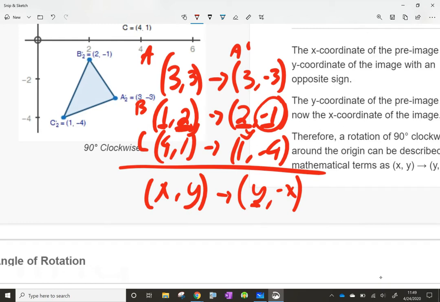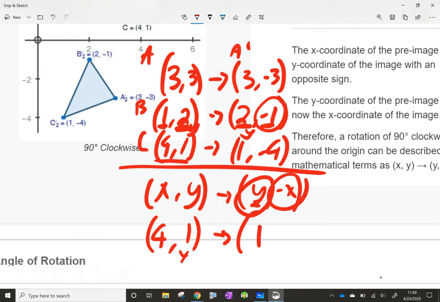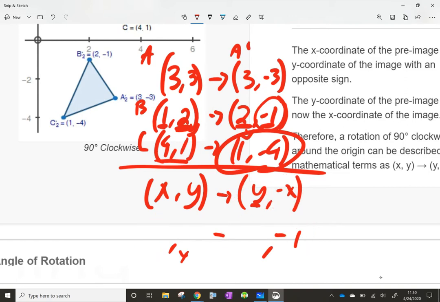And you can see that's done for C as well. For 4, 1, 4 is the original x value, 1 is the original y value, but following this rule, the y value will become the new x, so the 1 here becomes the new x, and then the x value will change its sign and become y. So the x value is 4, we're going to change it to a negative 4, and it's now the y value. And that's exactly what was there. Right? So our rule, like I said, is xy changes to y, negative x.